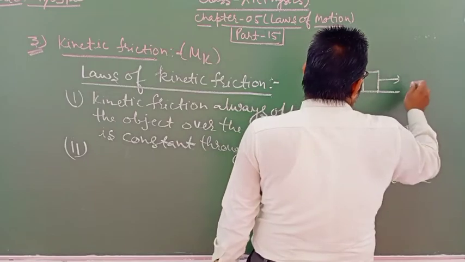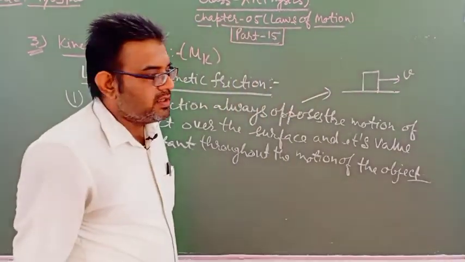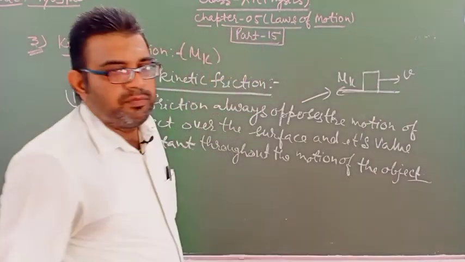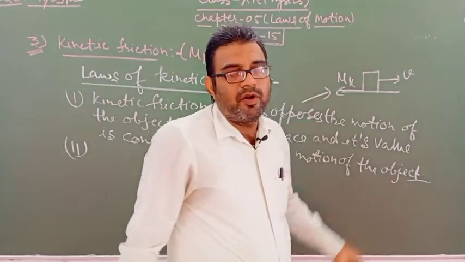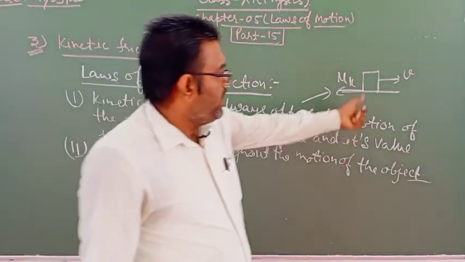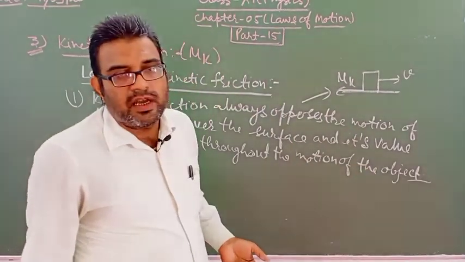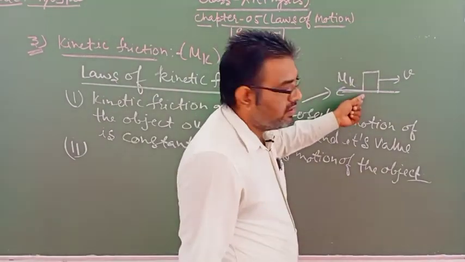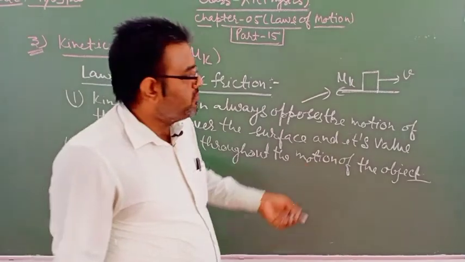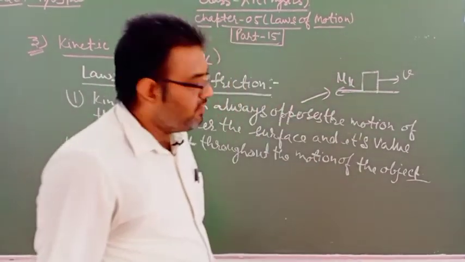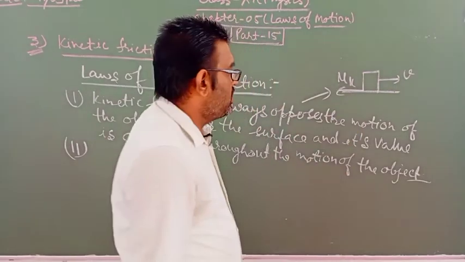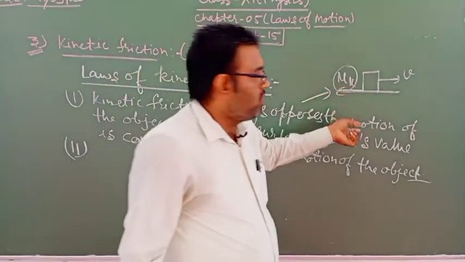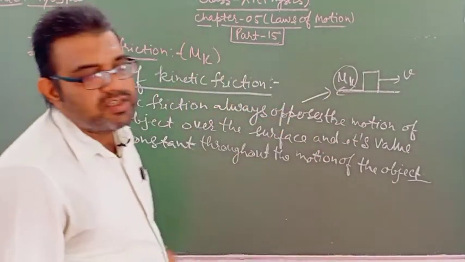If the object is moving with velocity v over this surface, then since the motion has started and the body is moving over this surface, an opposing frictional force, that is kinetic friction, Fk, always acts between the surface and the object, which opposes the motion of the block over this rough surface. So this is called kinetic friction, and its value is constant throughout the motion of the object over the horizontal surface. Its value is fixed.